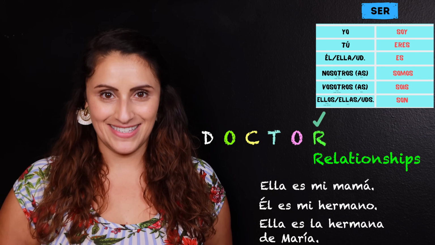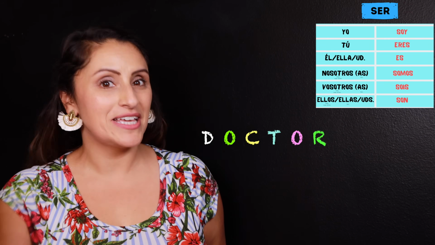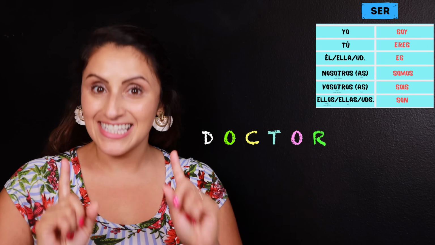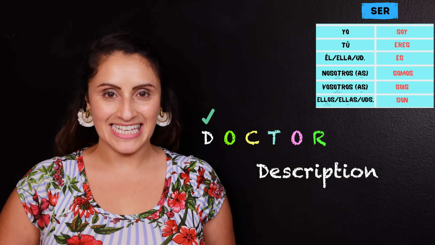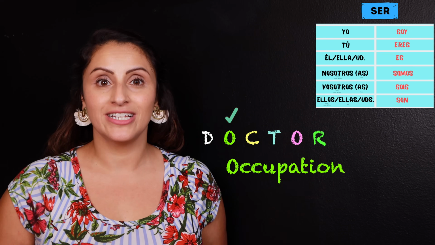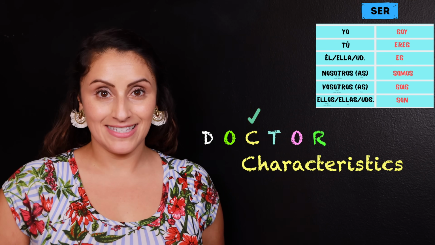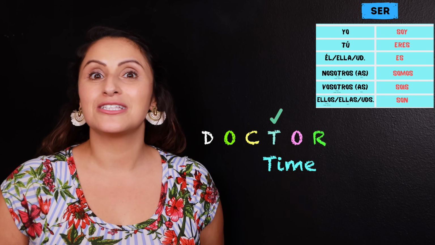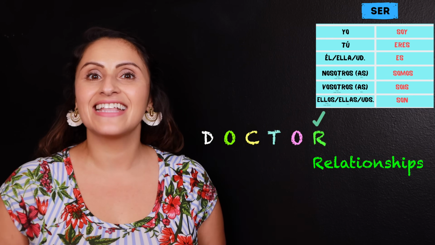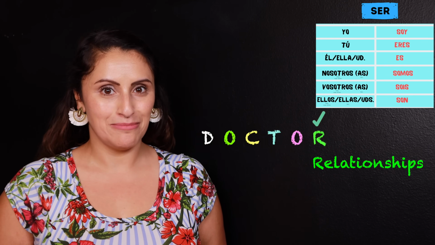She is Maria's sister. So far, we know that we can remember the word doctor to remember to use the verb ser, because we know that D stands for description, that O is for occupation, that C is characteristics, that T is going to be time, that O is origin, and that R is relationships. Ser has been taken care of. Now, let's focus on when to use estar.